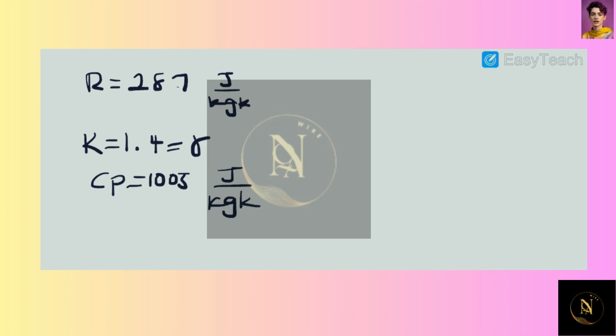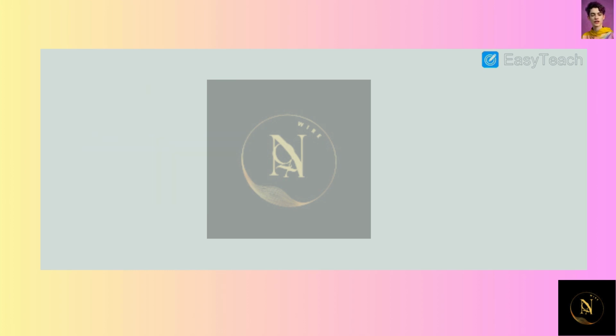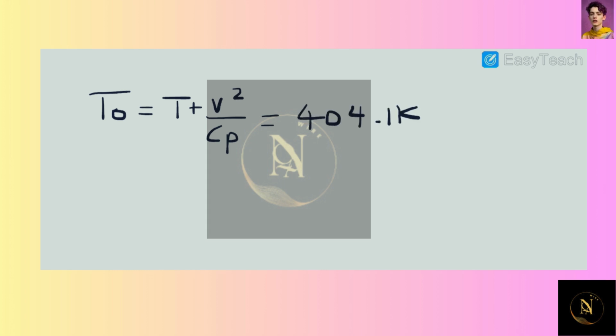So first, what we need to do to find the critical properties of the gas is we need to find the stagnation properties. And the way that we can do this is go ahead and define our equation for stagnation temperature. We know that stagnation temperature T0 is equal to T plus V squared over 2Cp. And by plugging in the quantities that we have for air, we see that this is equal to 404.1 Kelvin.